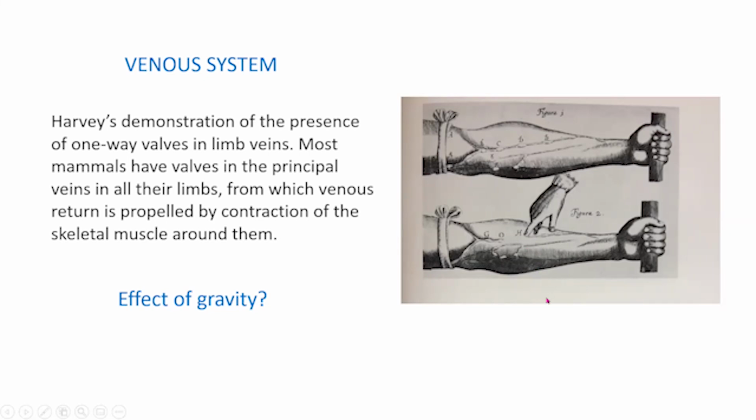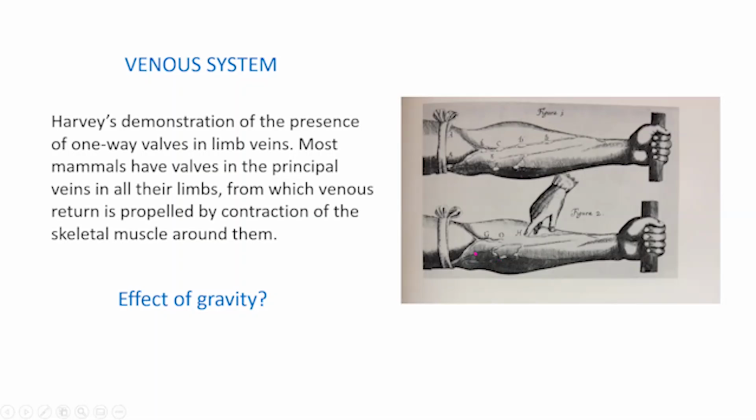The answer is mostly it's given a shove by contraction of the skeletal muscles around it, your calf muscles, for example. If you're standing upright, they squeeze every now and then and push the blood up, and the valves stop it falling back. Otherwise, you get fluid accumulation in your swollen ankles. So that's the important feature of such valves.